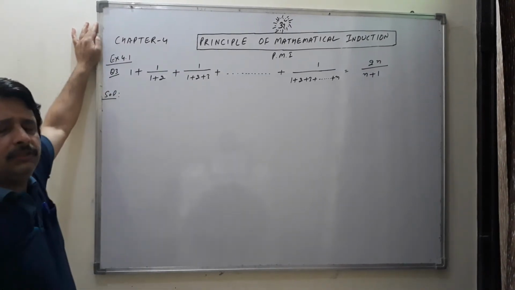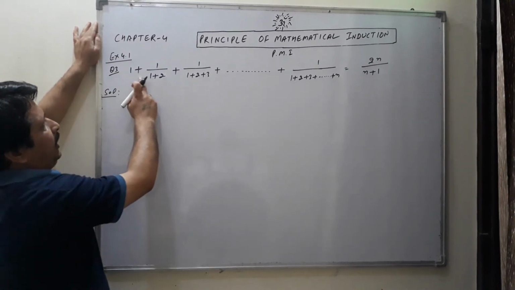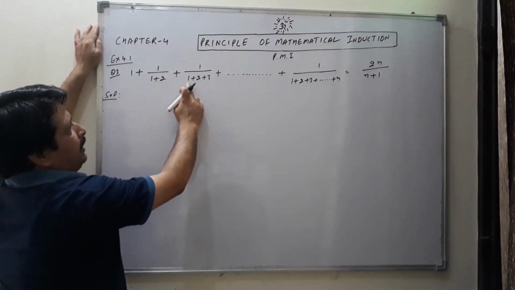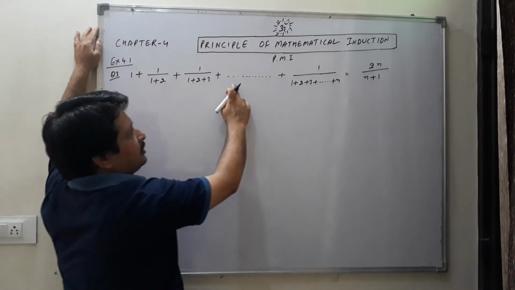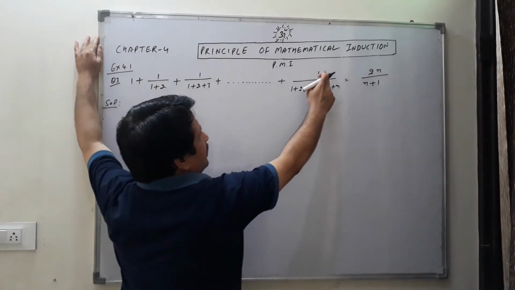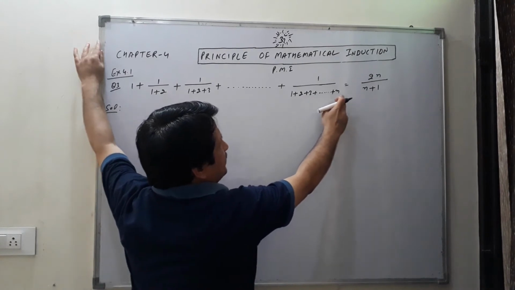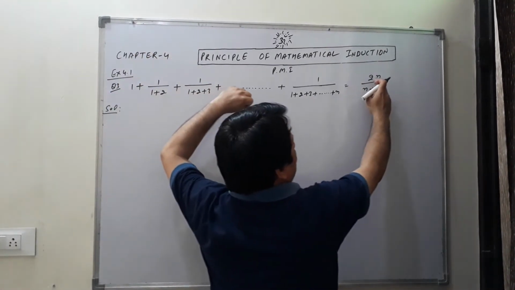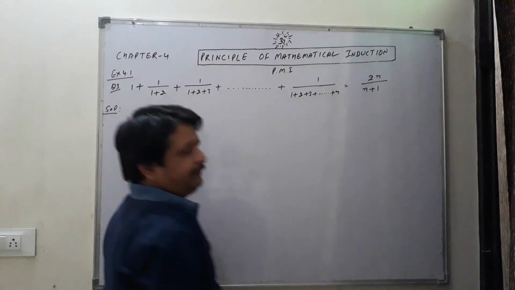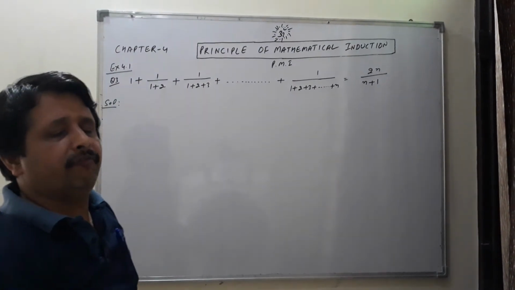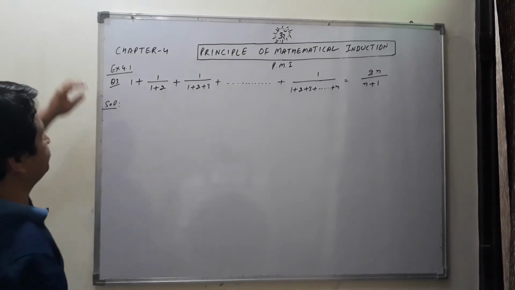Let us come to question number 3. 1 plus 1 upon 1 plus 2 plus 1 upon 1 plus 2 plus 3 plus so on, plus 1 over 1 plus 2 plus 3 plus up to n, is equal to 2n upon n plus 1. Here once again for this statement we are using PMI, students.